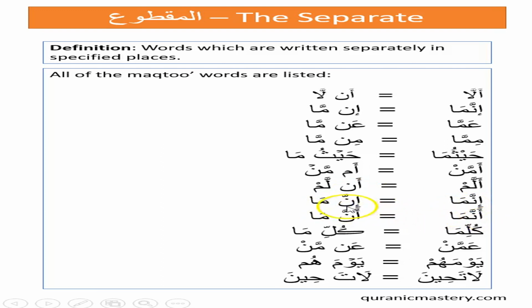And of course, if you stop on a ghunna, then we have to ensure that the ghunna continues. Annama, continuation is annama as well, but if you're going to stop, it's an. Kullima, if you're going to stop on kullima, you have to stop kullima. But if you stop here, then it's kulli, or kull, more specifically actually. Then we have amman, in continuation, if you're going to stop, an. Yawmahum, if you're going to stop on this, you have to stop yawmahum. However, here you stop on yawm. Continuation, of course, is still yawmahum.